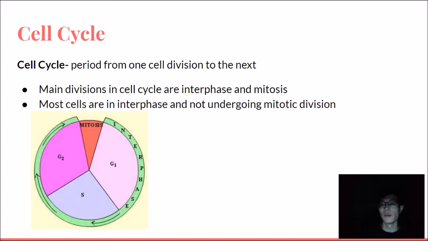But if we want to go one step further, we want to look at the cell cycle itself. So the cell cycle is just simply the period from one cell division to the next. In terms of the cell cycle, you have the main division, right? That's broken down into the mitosis section as well as the interphase section, which is shown in green over here. And then most cells that are found within your body, for instance, are not in mitosis. So they're not going to be in that active state of dividing. They're actually more likely to be in the interphase, which involves most likely growth or maybe replication of DNA.